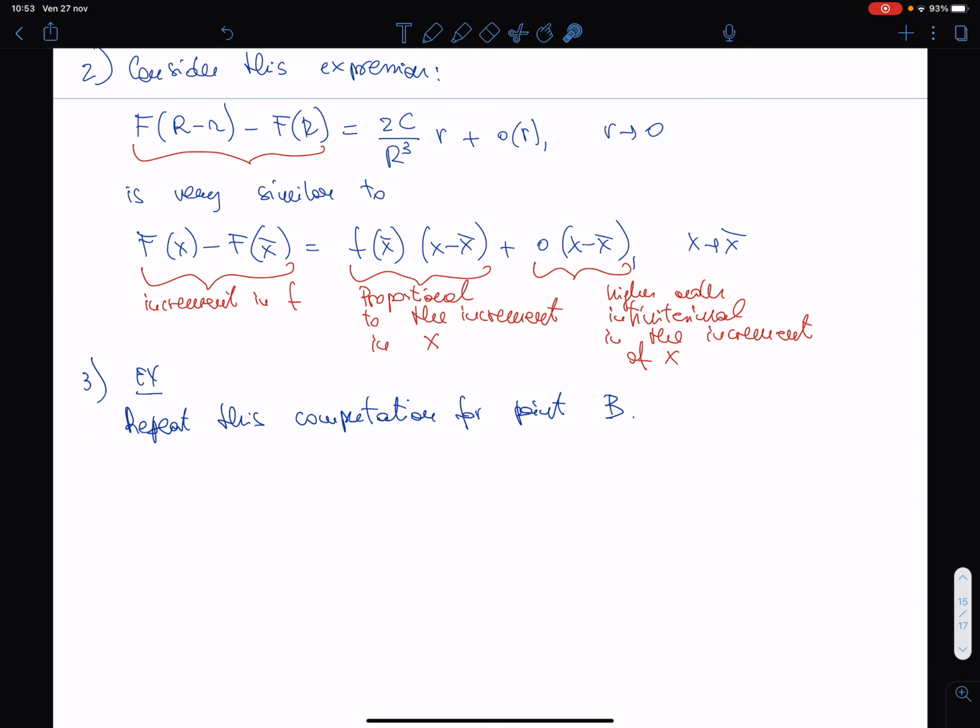Okay, I don't want to make it longer, but now we start with the derivative, and this here will be the definition of derivative that we will use. So let's go to the next video.